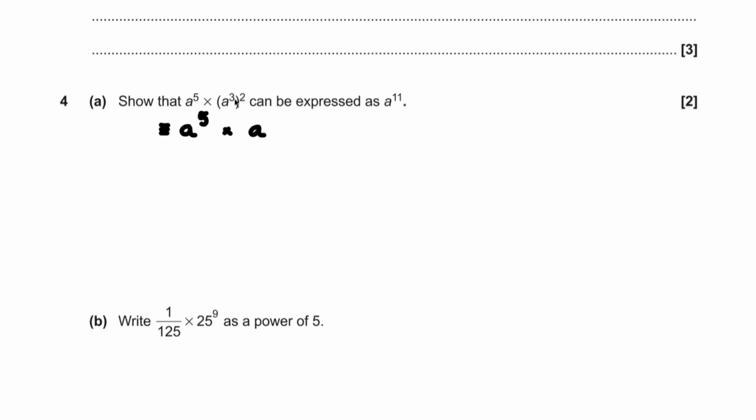So here I've got a, now here I've got 3 multiplied by 2. So I've got a to the 5 multiplied by a to the 6, and because I'm timesing and I've got the same bases, I would have to add the powers. So I have a to the 5 plus 6, which is the same as a to the 11, and that's what I wanted to show.